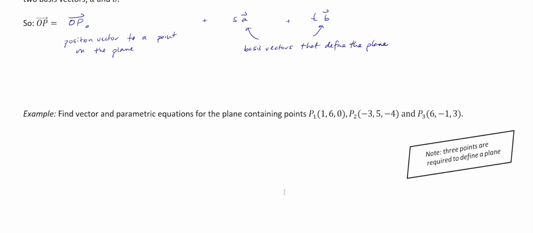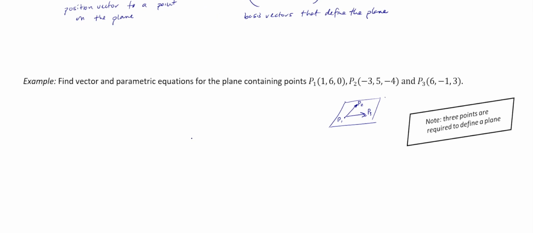Okay, so it says find vector and parametric equations for the plane containing these points: (1, 6, 0), (-3, 5, -4), and (6, -1, 3), and note that 3 points are required to define a plane. So what I'm going to do is, if I have 3 points on a plane, then I can just sketch this out for you right here. This is my plane, and if I have 3 points, then I can create basis vectors by joining the points, and then I have a point on the plane, right?